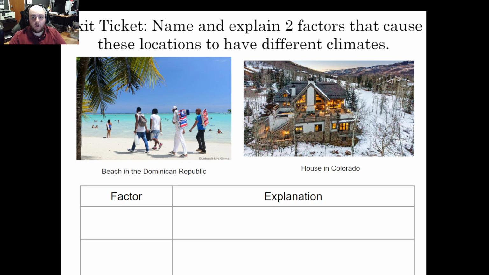All right, so that was everything. The last thing I want you guys to do is complete this exit ticket on the bottom of page 3. So now, and you'll notice this is very similar, it's the same as the do now. Now that we have this information, name and explain 2 factors that cause these locations to have different climates. All right, take as much time as you need. I'll leave you guys there.